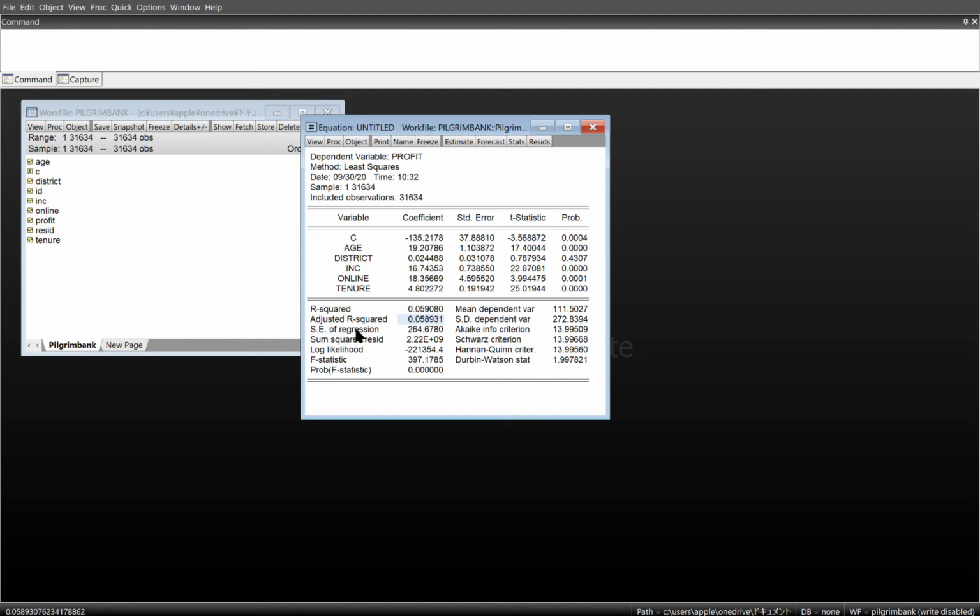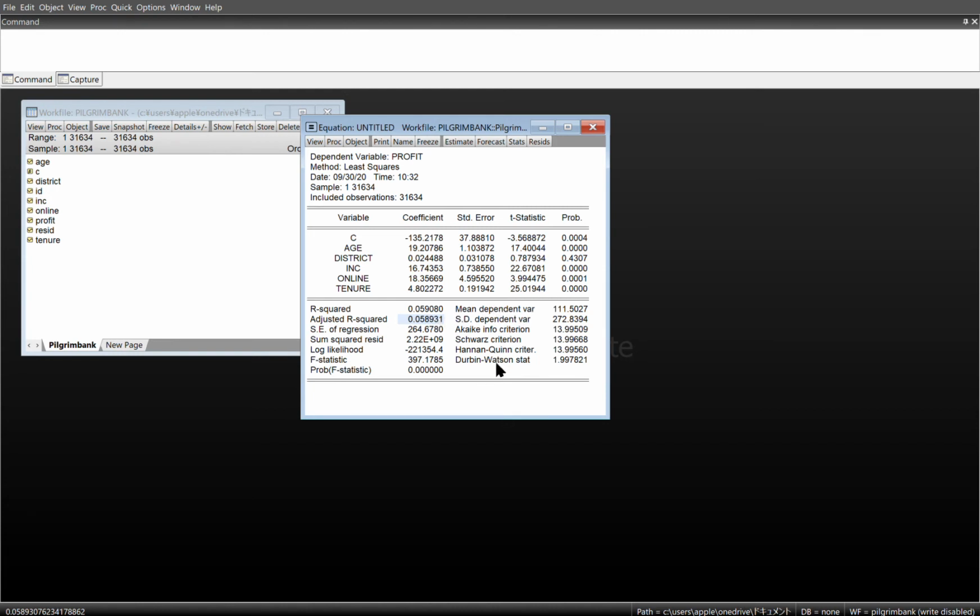Next, r-squared and adjusted r-squared. This shows the percentage of how the independent variables explain your dependent variable. We commonly use adjusted r-squared more, and if you have multiple models to compare, you can look at this value and pick the one with the bigger value to select the more optimal model.